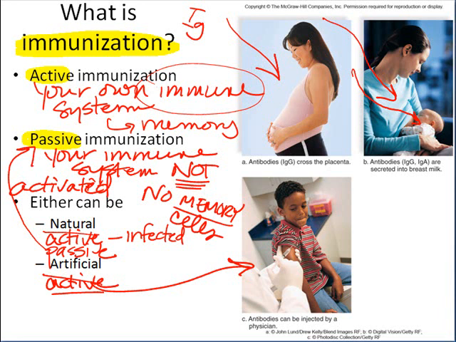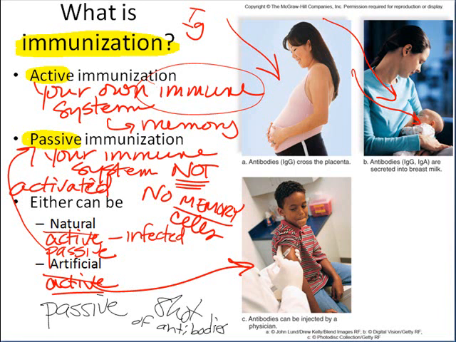The artificial passive version occurs if you get a shot of antibodies. They do this, for example, for certain types of diseases when people are going to foreign countries against, say, for example, hepatitis. They'll do it for kids that have low antibody titers themselves.